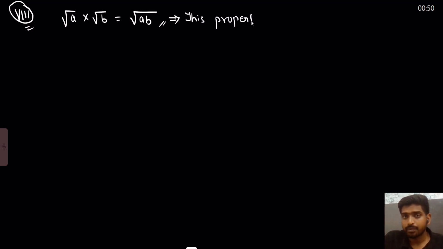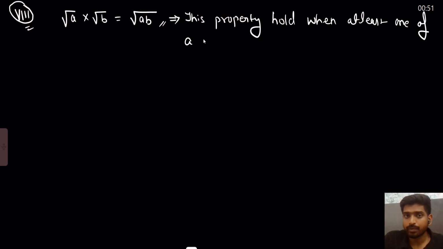This property holds when at least one of A or B is non-negative. Means either A should be non-negative or B should be non-negative. Any one should be non-negative.